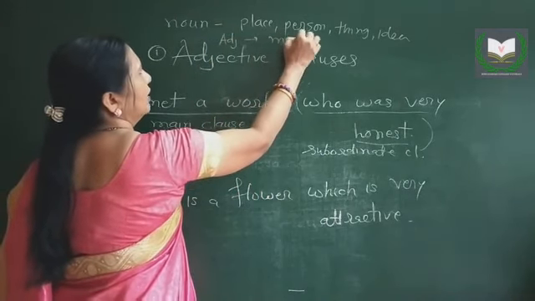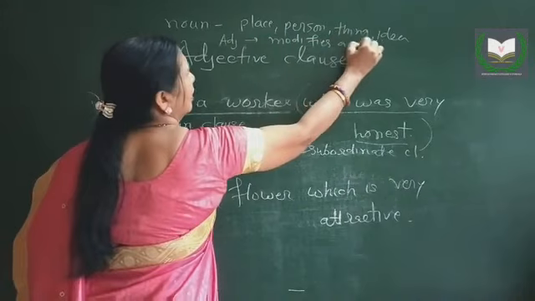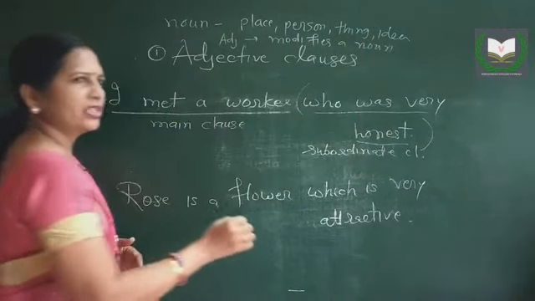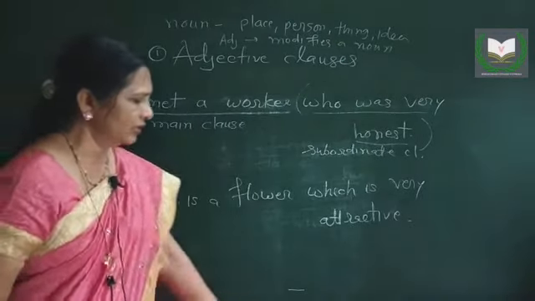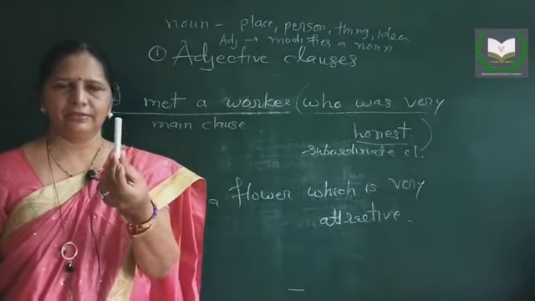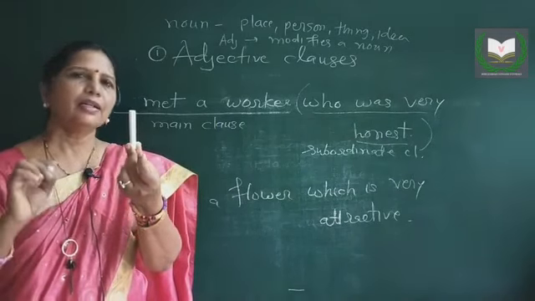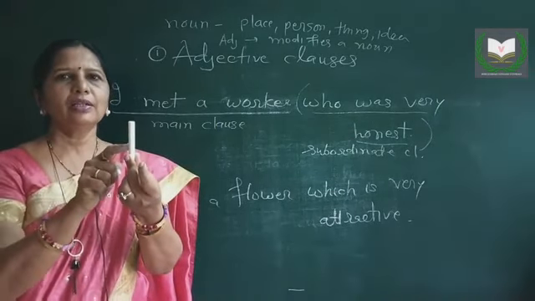Adjective modifies a noun. Modifies means it tells you something more about a noun. For example, suppose this is a chalk. This is a chalk. Chalk is the noun.